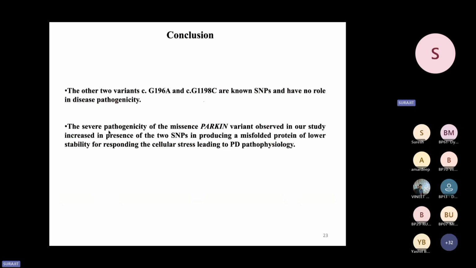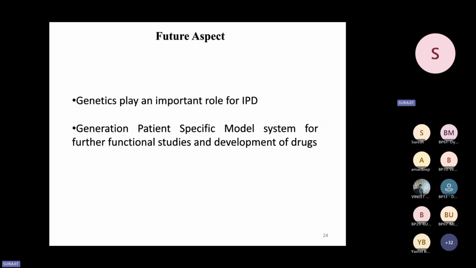So from this, we can conclude that the two SNPs, which are known as SNPs, have no role in disease pathology up to date. But when they merge with the mutation, it causes the missense variant observed in a study. It is predicted to cause a deleterious role associated with our disease phenotype, producing a misfolded protein of lower stability in response to cellular stress, leading to Parkinson's disease pathophysiology.